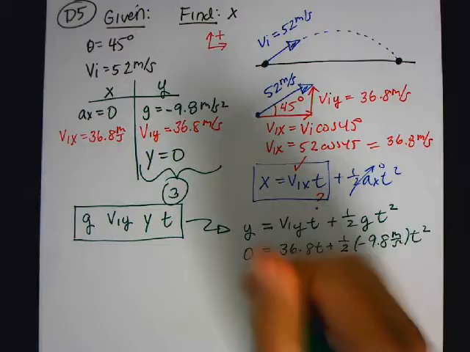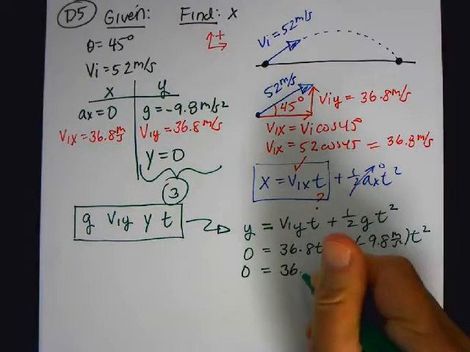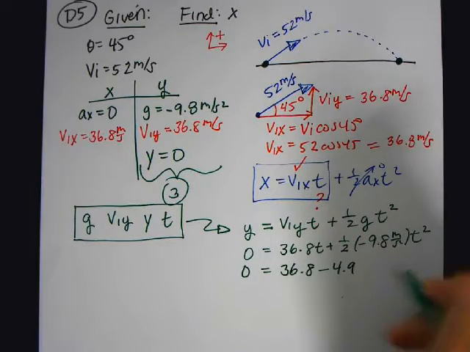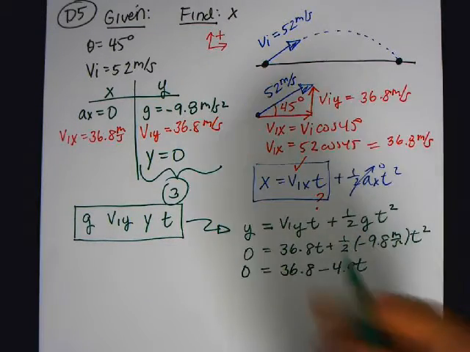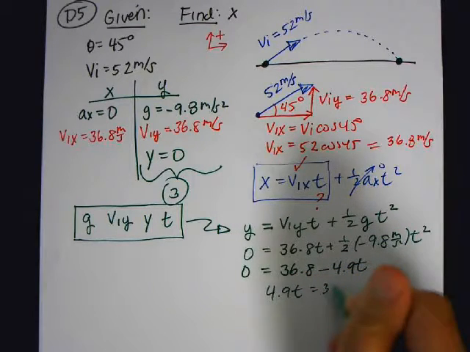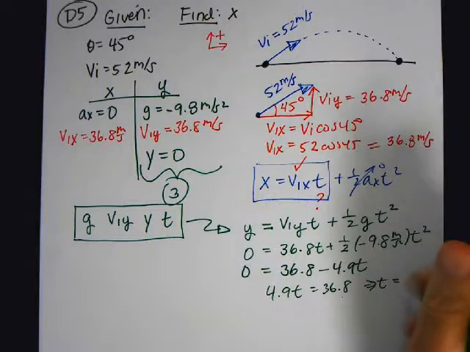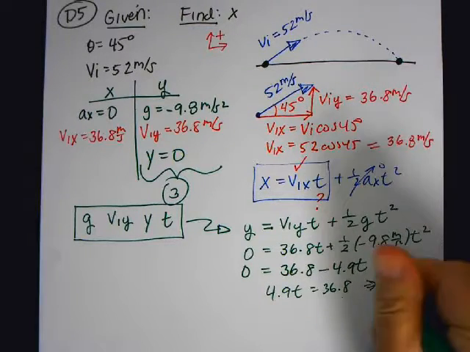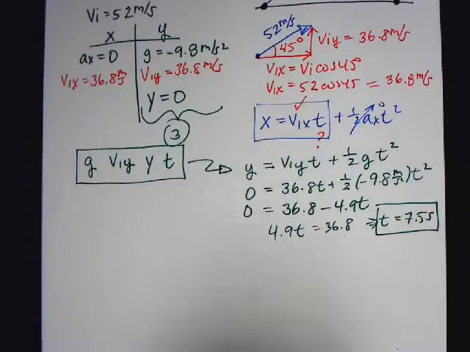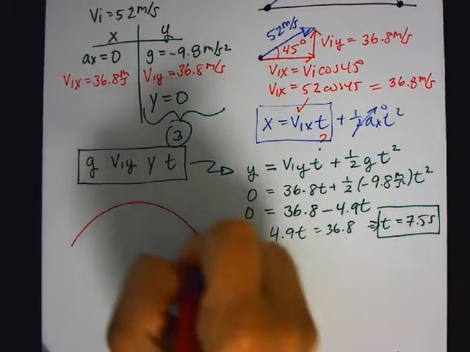So if I factored out a t and said 0, you can't do this in math class. It's 36.8 minus 4.9 t. I could rearrange that and say 4.9 t is equal to 36.8 and then solve for t. Now, I don't recommend doing this. I'm going to show you the correct way to do it, where you're not doing that. So what happens is, here's my projectile.